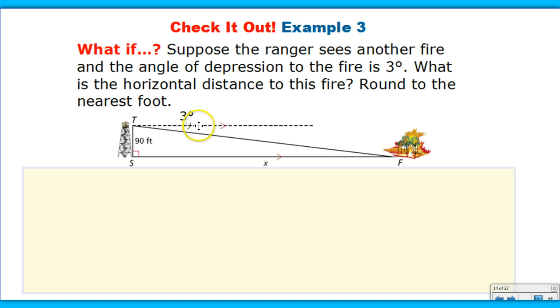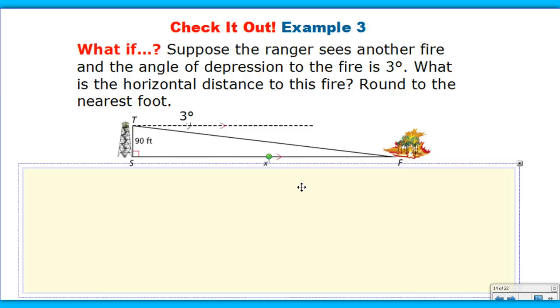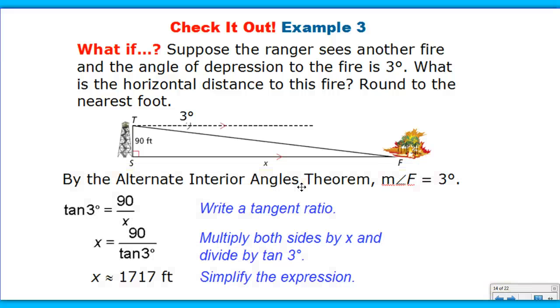Once again, that angle of depression is exterior to this triangle, but it is an alternate interior angle to angle F here. So we can say that this is a 3-degree angle. We know the height of the tower is 90 feet. And we're looking for the horizontal distance. Okay, pause, come back and check your work. Once again, we have a tangent ratio, opposite, which is known, 90 feet over x, right, equals the tangent of 3 degrees. And when we solve for x, we have 1,717 feet.